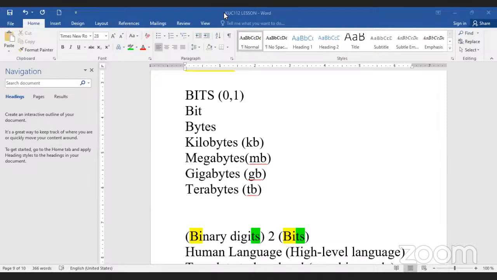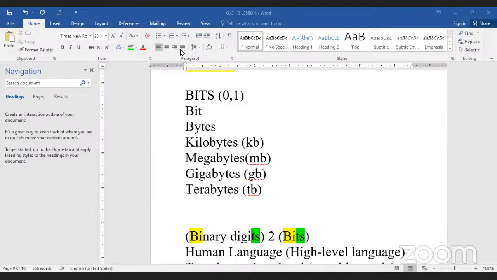Eight bits make 1 byte. That's right. 1024 bytes make 1 kilobyte. That's right. 1024 KB makes 1 MB. Yeah.